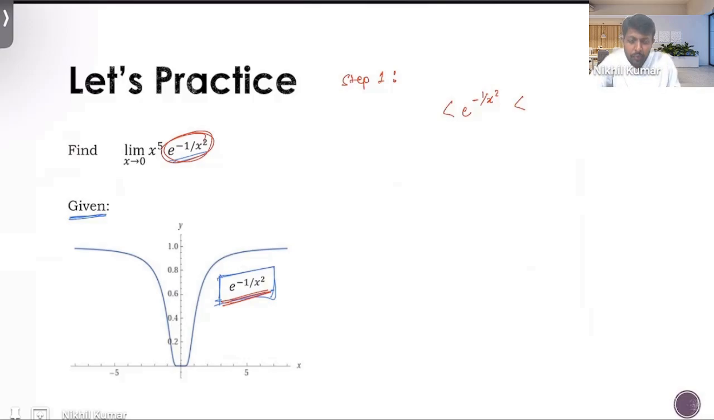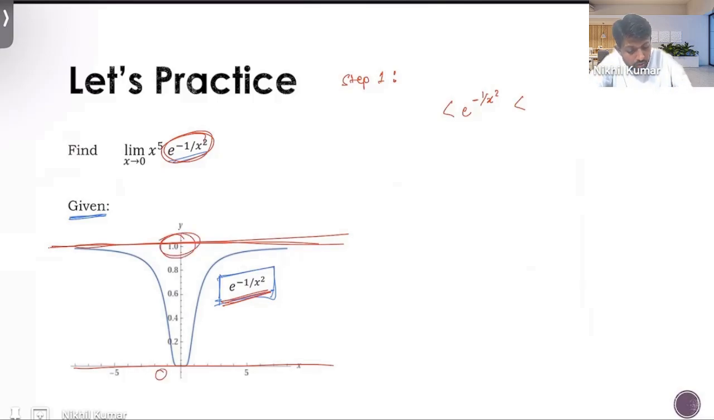See, this graph is definitely bounded, we can see, bounded between these two numbers. This number is 1 and this number is 0. So it lies between 0 and 1. We can see that because it's given in the question, so we don't have to worry too much. The graph is given in the question. From the graph, we figured out the inequality.